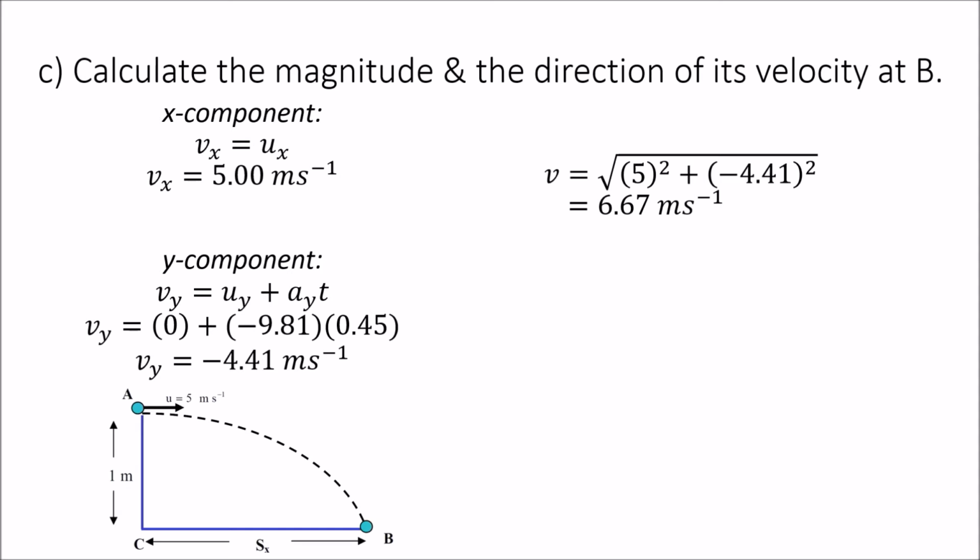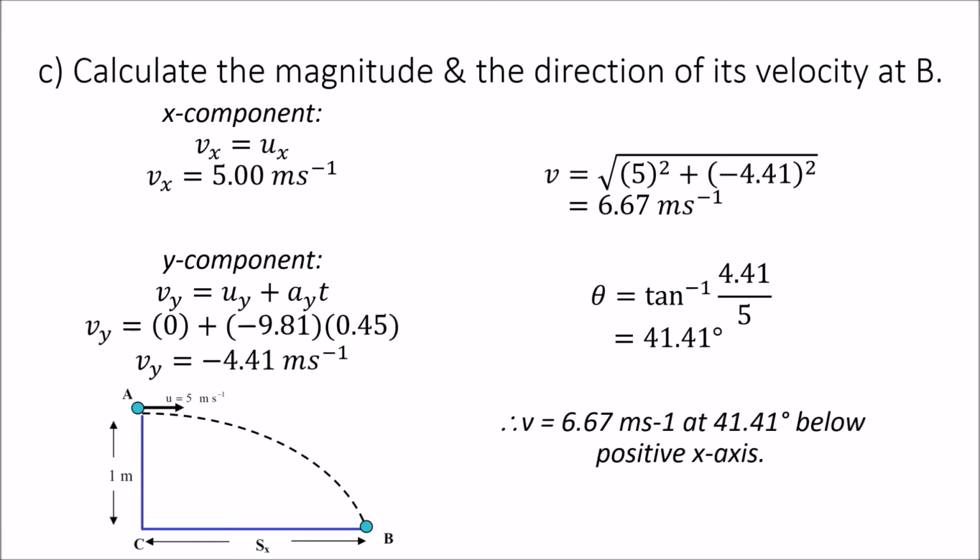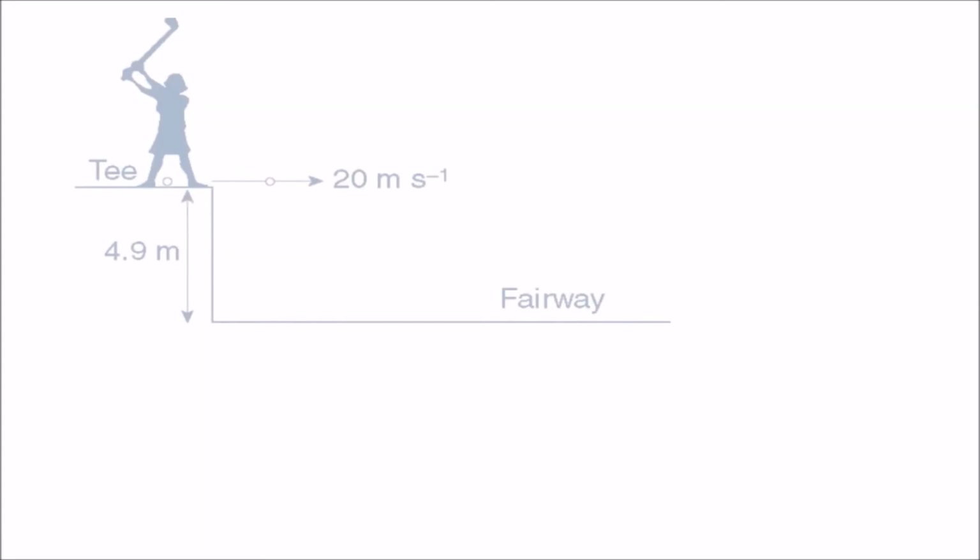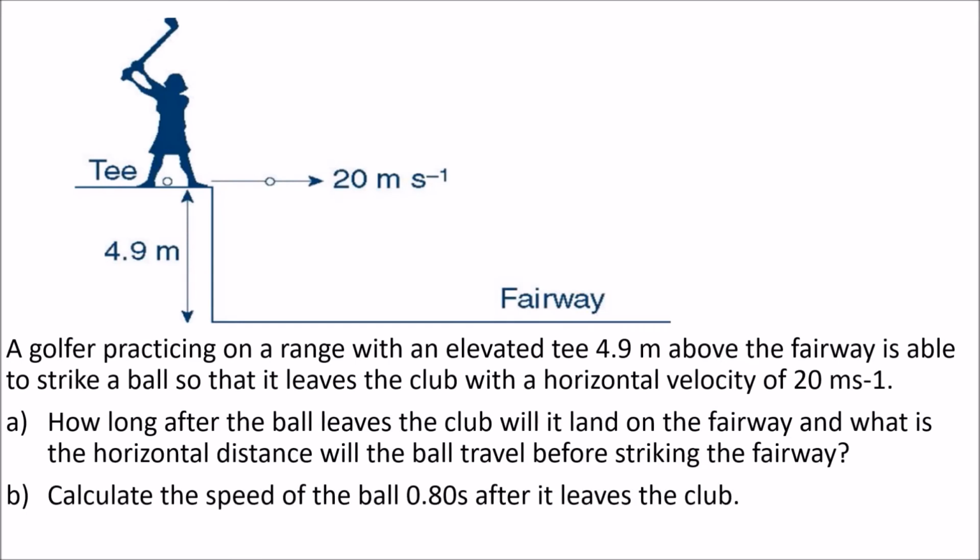Now, we will need to find the direction of the motion, in other words, the angle of the velocity. Applying your knowledge of trigonometry, you should be able to get the angle. As the value for Vy is negative and Vx is positive, hence the direction of the velocity is 41.41 degrees below positive x-axis. We are now done with question 1, so let's jump into question 2.